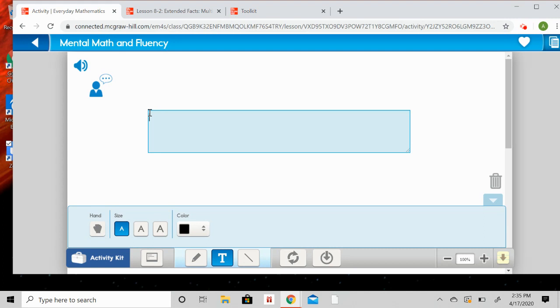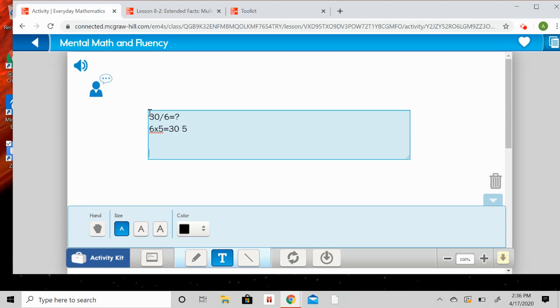I'm going to give you a division fact. You're going to write down the related multiplication fact and the answer. So our first fact is 30 divided by 6 equals what? I want you to write down the related multiplication fact. Our related multiplication fact is 6 times 5 equals 30. And our answer is 5.